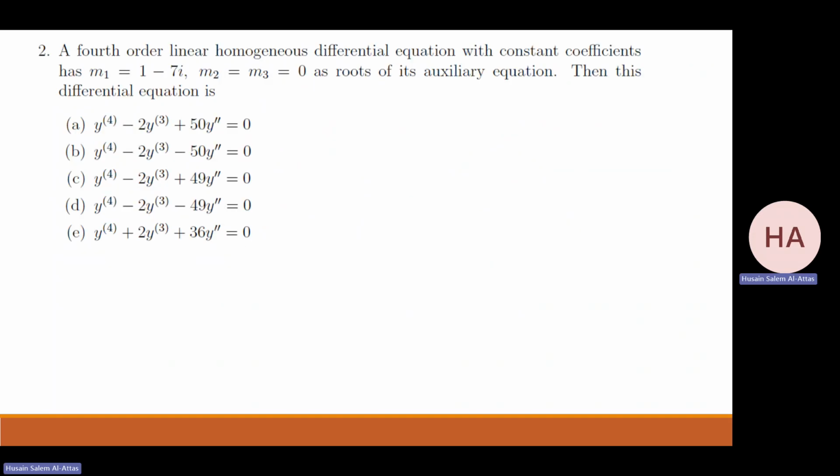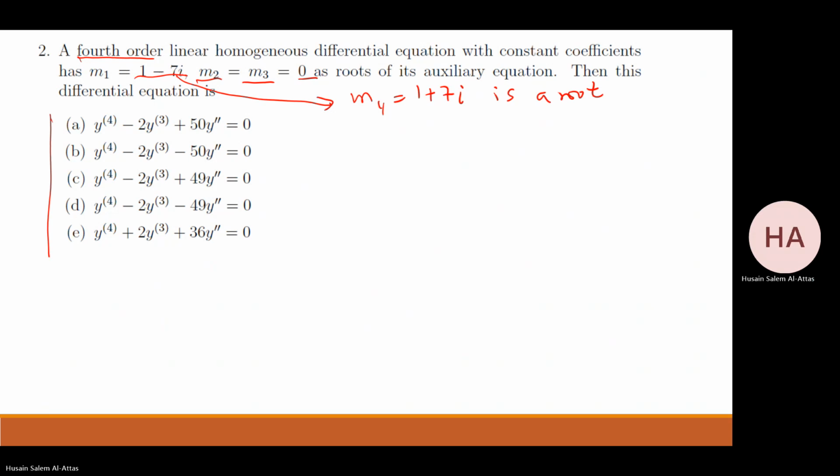Okay. A linear fourth order equation. He said it's fourth order, with constant coefficients, having these roots. So I have m2, m3 equal 0. But since it's a real coefficient equation, you should mention real coefficients. I noticed from this that all the coefficients are real. So if 1 plus 7i is a root, then its conjugate is also a root. If that is the case, it will be the auxiliary equation.